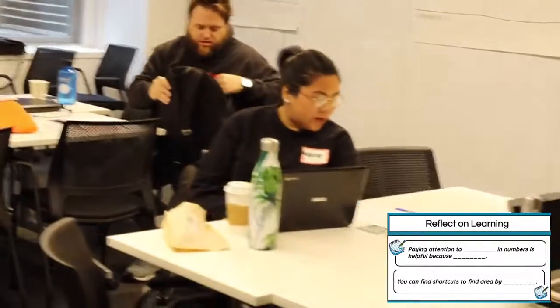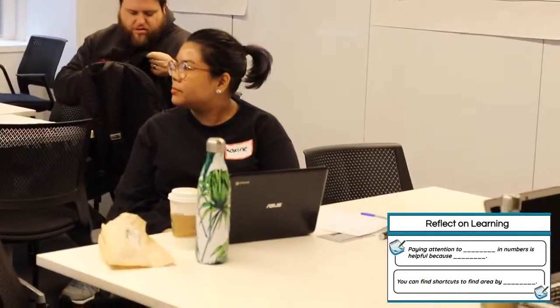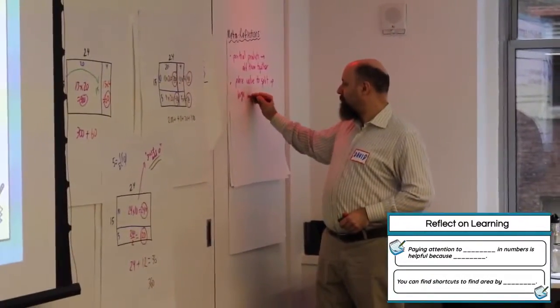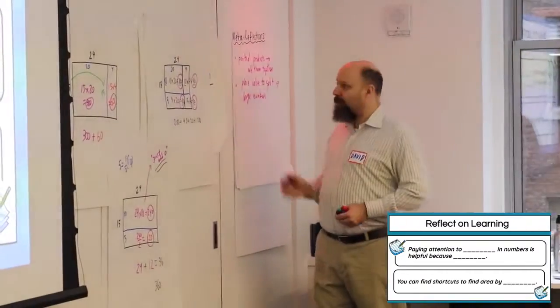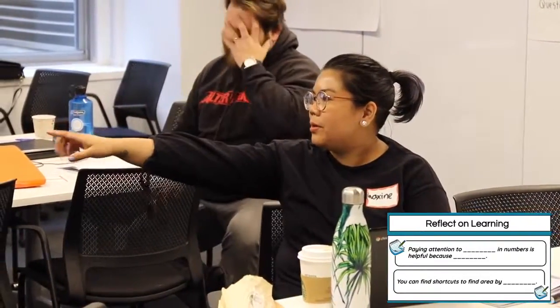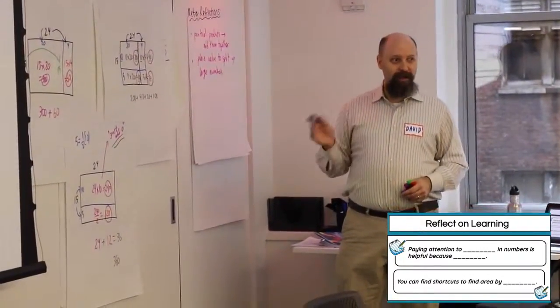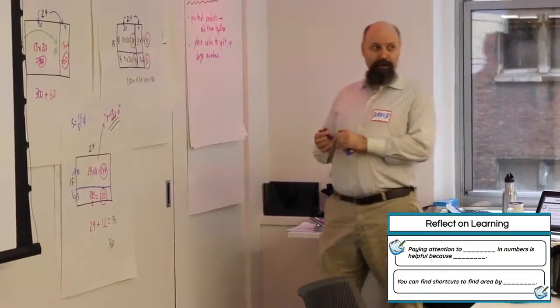You can find shortcuts to find area by using place values to split up large numbers and multiplying and adding them. Can you give me an example where we use place value? So 24 is 20, which is in the tens place, and then 4, which is in the ones place. And then the last example, I think we split up 15 into 10 and 5. So remembering that that 1 in 15 is a 10 is critical, right? Great.